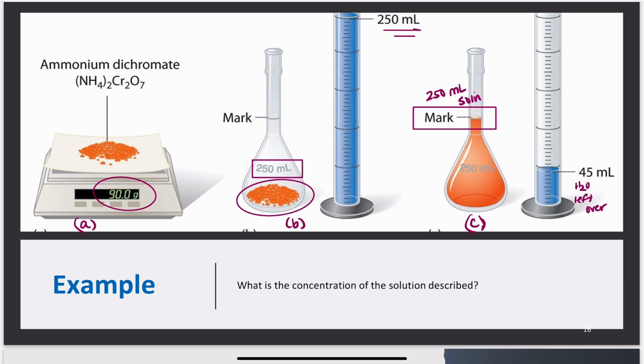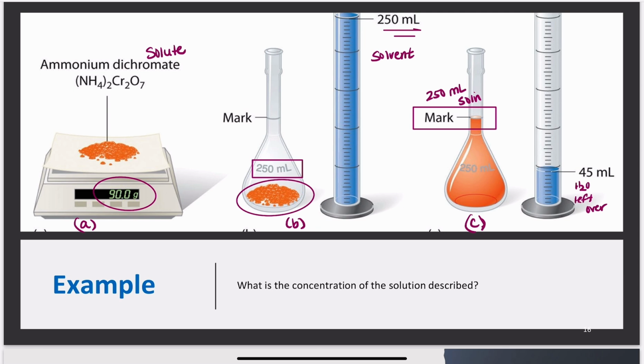Okay, so let's talk about what's happening here in the pictures. We added the solid to the volumetric flask. We then added water. We dissolved that solid in the water. So this is my solute. This is my solvent. And once the volumetric flask has been filled to 250 mLs of total solution, so solute plus solvent equals 250 mLs, I have some water left over.